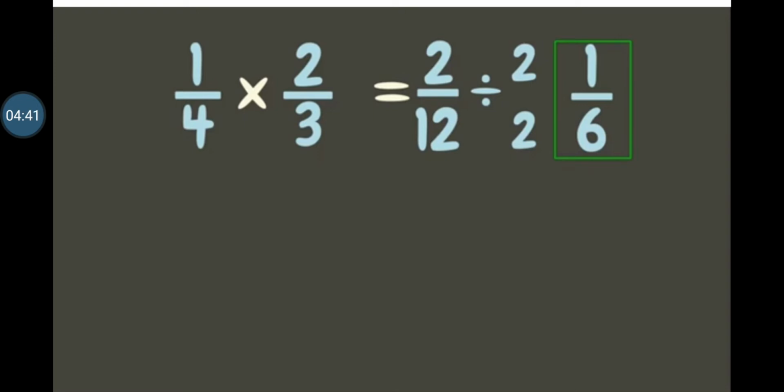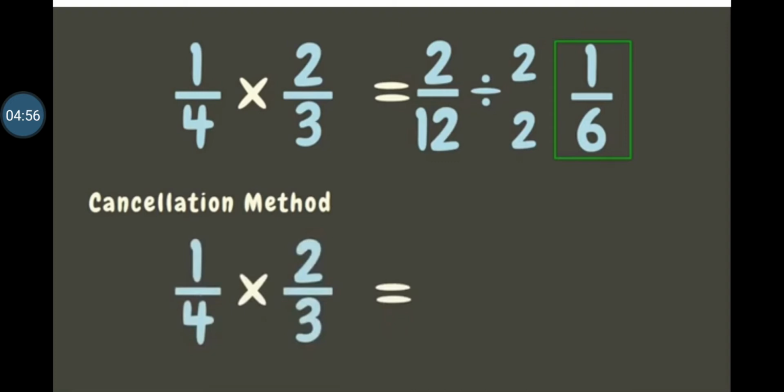Yeah, great job. It's so much easier. This is called the cancellation method. In this method, we are going to simplify the fraction in this way. Now we can see that 2 and 4 both have the common factor 2. So we can divide each of them by 2. 4 divided by 2 is 2, and 2 divided by 2 is 1.